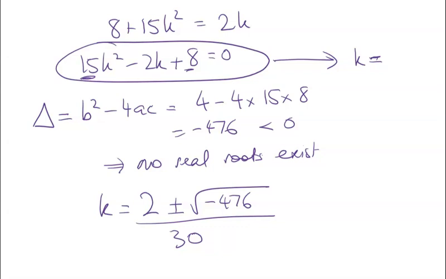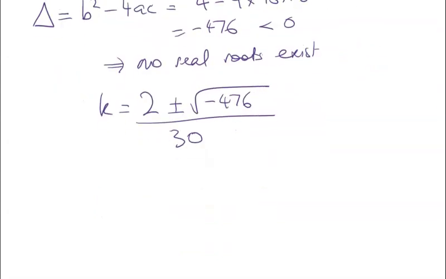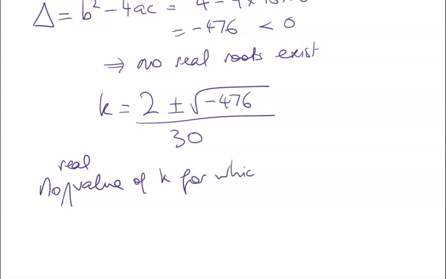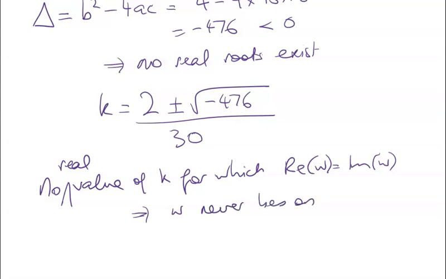But you could solve it, and obviously you're going to be getting 2 complex roots, not real ones, and I know there'll be conjugates of each other, so there are no real roots. So that means that there's no real value of k for which the real part equals the imaginary part. Therefore, w never lies on the line y equals x.